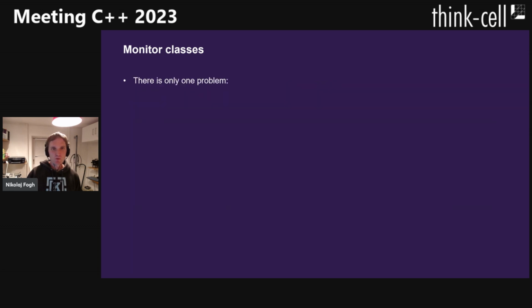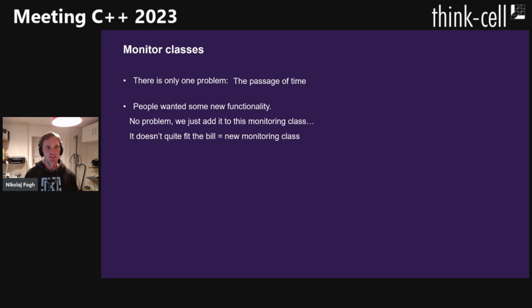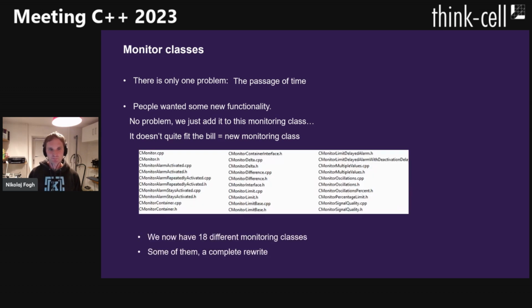Now, there is one problem with this approach, which is the passage of time. As you have probably also experienced yourself, people want some new functionality, no problem. We just add it to this monitoring class. If it doesn't quite fit the bill and isn't covered by this monitoring class, you make a new monitoring class, you copy it and change it a bit, and I think you see where this is going. All of a sudden, we have 18 different monitoring classes. Some of them are completely different, some of them inherit a bit. It's a bit of a mess.